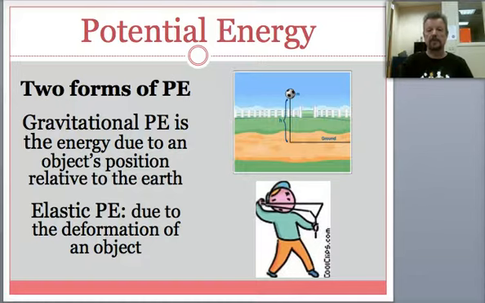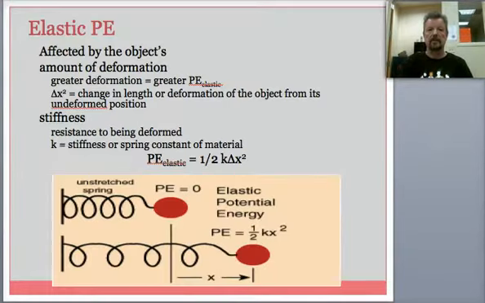There are two forms of potential energy. Gravitational potential energy is the energy due to an object's position relative to the Earth. Elastic potential energy is due to the deformation of an object. Elastic potential energy is affected by the object's amount of deformation. Greater deformation means you have greater elastic potential energy.